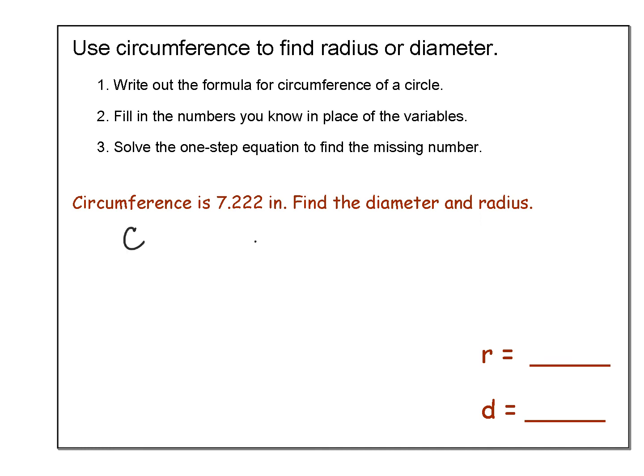And we've talked about that a little bit already of how important that is to do. So our formula is C equals pi times diameter. Boom, took 2 seconds. All right, now fill in the numbers you know in place of the variables. So now I know circumference. Circumference is 7.222, and I know pi, so equals 3.14, and I do not know the diameter because that's what I'm trying to find. So diameter just stays as a variable.